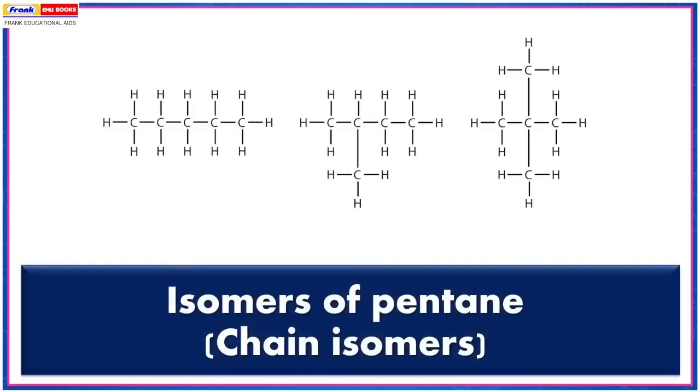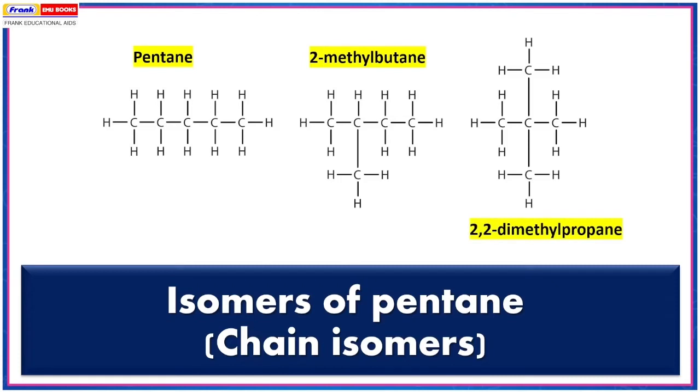Isomers of pentane. Pentane, here the longest chain is a carbon chain of 5 carbons with hydrogen groups attached to it. Another isomer of pentane is 2-methylbutane, with the longest chain of 4 carbons, and branching occurs at carbon number 2 starting from the left hand side, which contains a CH3 group attached to it. The last isomer of pentane is 2,2-dimethylpropane, which has been shown as follows.